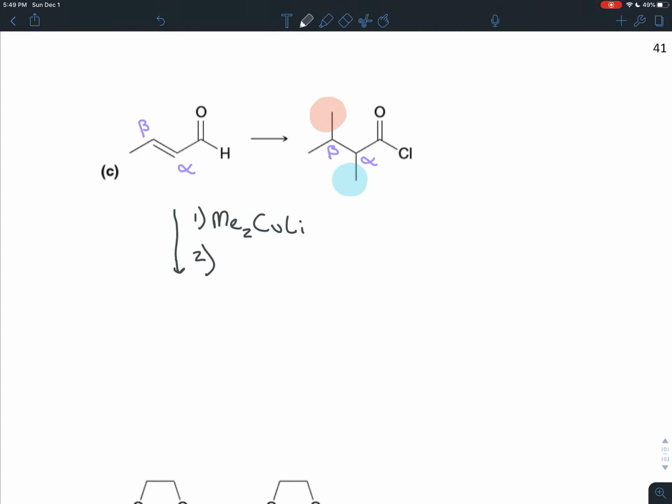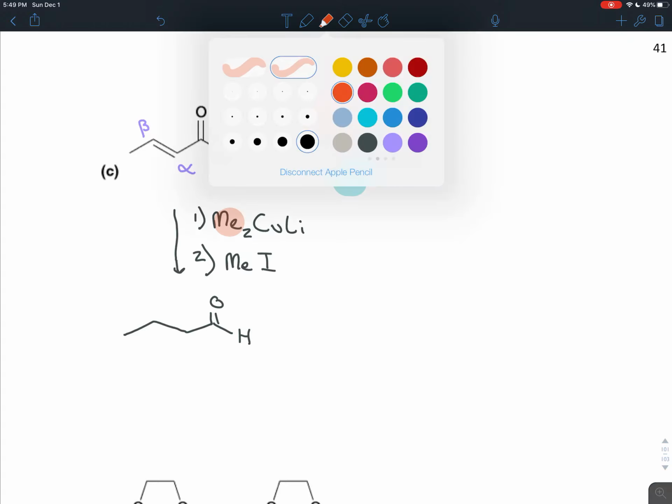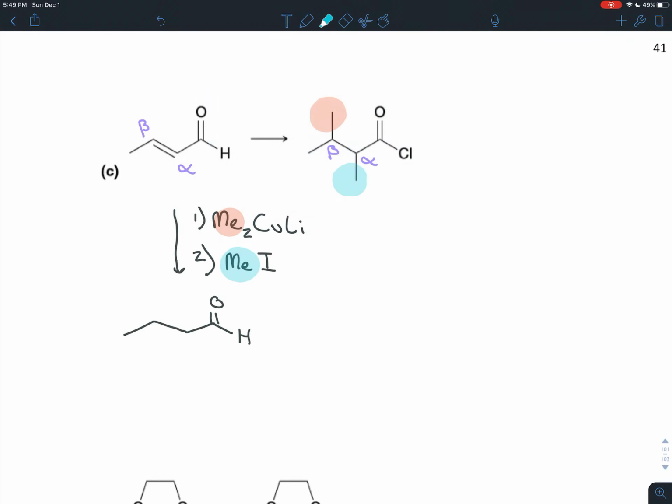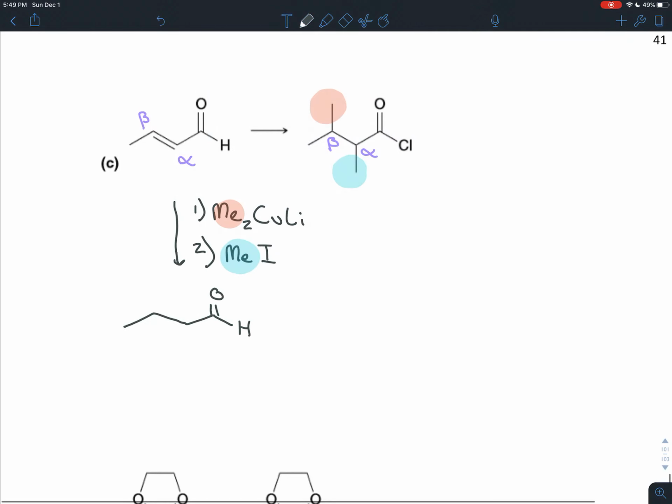And then whatever is attached to the alpha position, here it's a methyl group, we can add that to a leaving group. So chlorine, bromine, iodine, any leaving group would be fine. You'll do an SN2 reaction to attach that. After you do those two reactions, note that whatever is in your Gilman reagent goes onto the beta position, and whatever is in your alkyl halide goes onto the alpha position. Always do the Gilman reagent first.